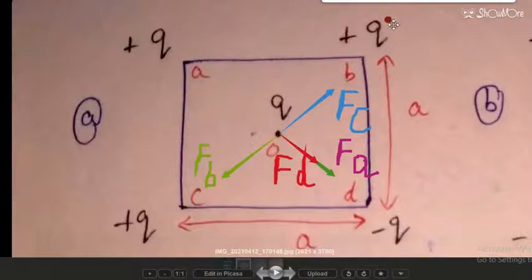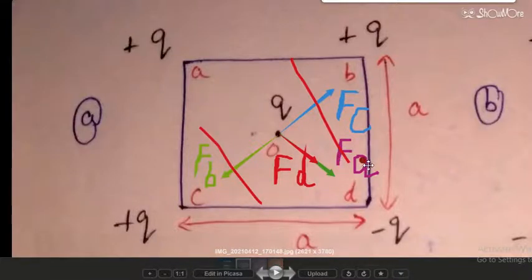Now see, this charge is also plus Q, and this charge is also plus Q. So these two will put the same force, or you can say force B is equal to force C. Force B and force C will cancel each other because they have the same magnitude. FC and FB will both have the same magnitude, so they will cancel out each other.